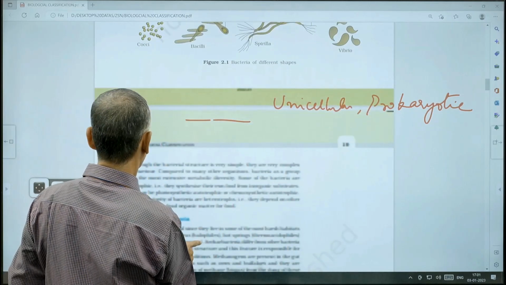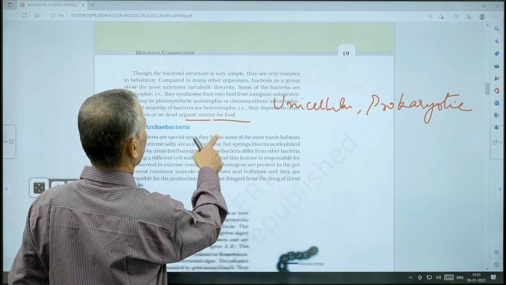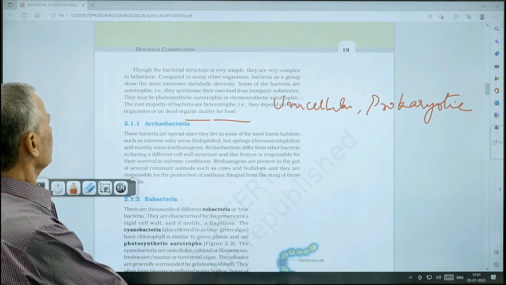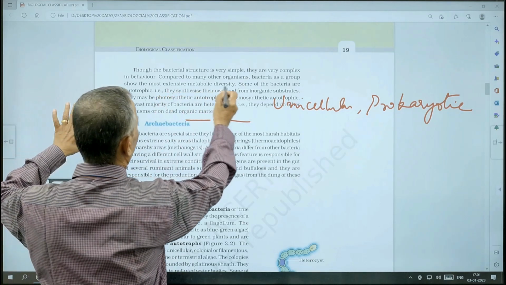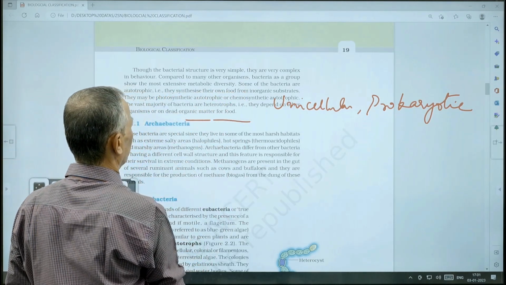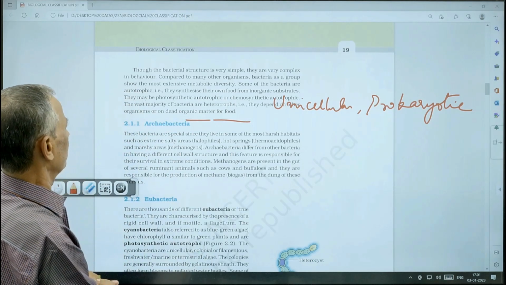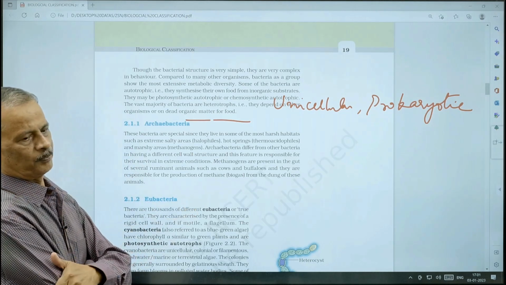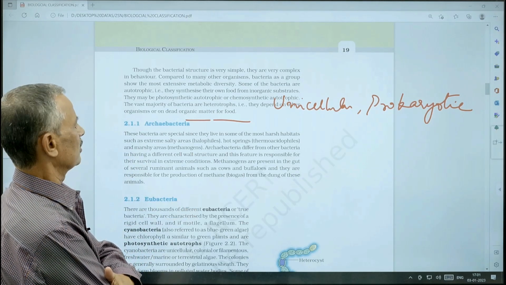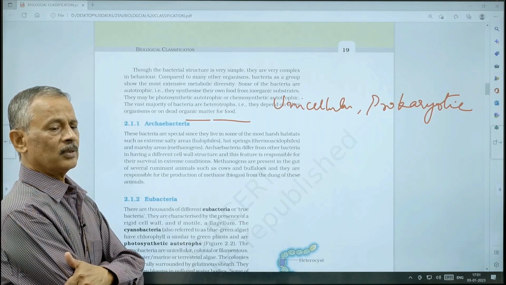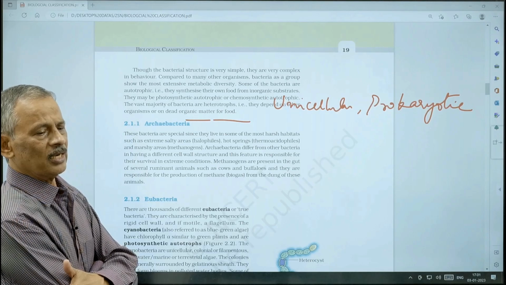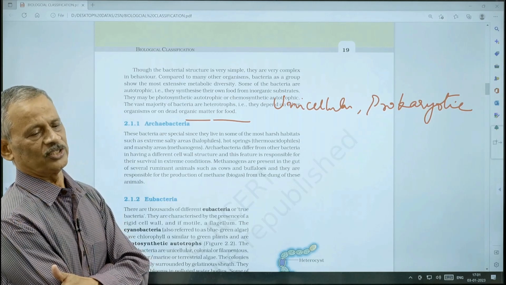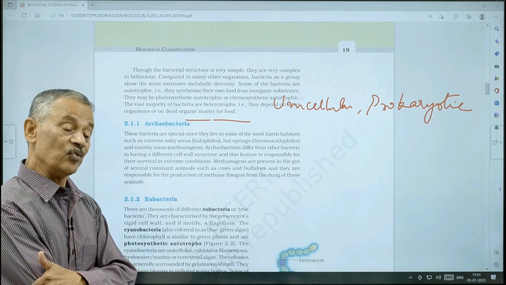Now, they have very simple structural organization, but they show maximum metabolic diversity. Most extensive metabolic diversity is shown by them. They are classified into archaebacteria and eubacteria. Archaea means ancient. So, they are the first formed bacteria which are still remaining without much change in their body nature or in their physiology. That's why they are called living fossils.